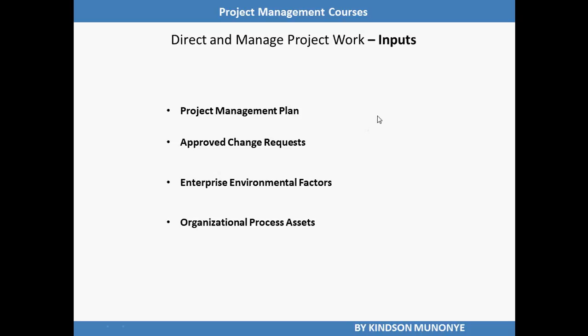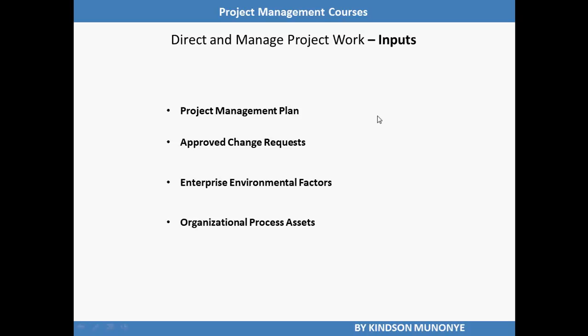Other 2 important inputs are enterprise environmental factors and organizational process assets. We've discussed this in the previous video, but I'm going to review these two items. Enterprise environmental factors can influence the direct and manage project work. For instance, the organizational, company, or customer culture and structure. We also have personnel administration and stakeholder risk tolerances, for example, allowable cost overrun percentage.